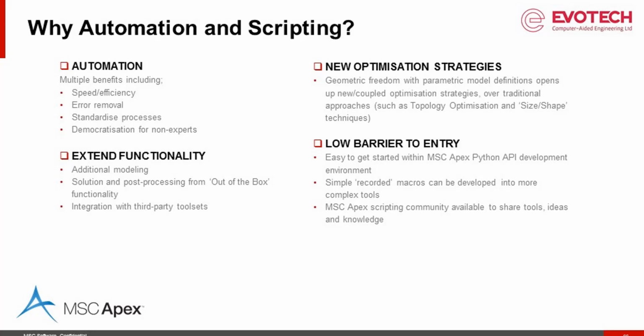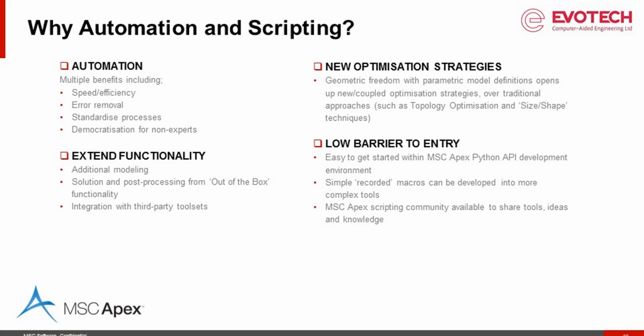Automation, multiple benefits, so the whole process of FEA is speeded up, so big efficiency gains possible. Error removal, so if you automate a process and ensure that there are no errors in that process, then it removes the potential for manual error introduced. Standardized processes across a company, so people work in a consistent manner. And then democratization for non-experts, so people with less FEA expertise can still generate run-ready models in a fraction of the time it would take them previously.